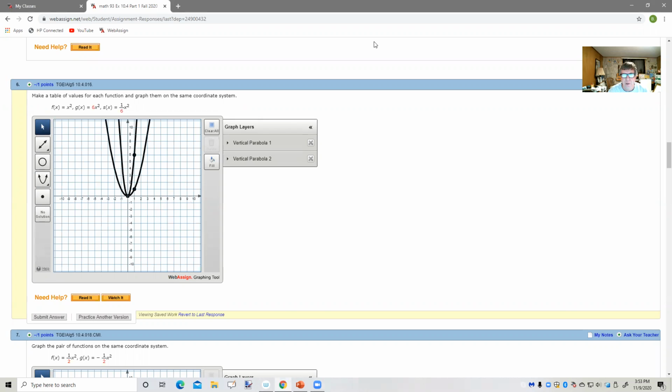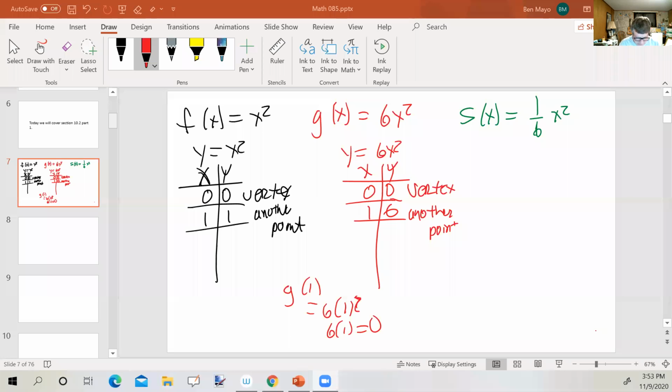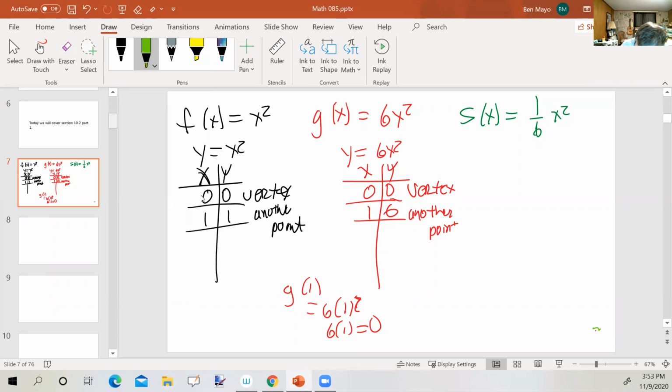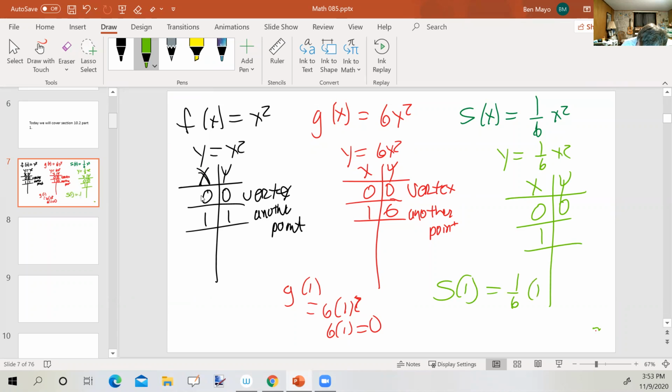All right. And let's go back here and take a look at the green graph. Okay, so y equals 1/6 x squared. I guess that's a different shade of green than I had before. Again, I know that 0, 0 is the vertex. When x is, tell you what, let's make it 1. If x is 1, s of 1 is 1/6 times 1 squared, which is 1/6 times 1, which is 1/6. So now my graph is at 0, 0, 1, 1/6.